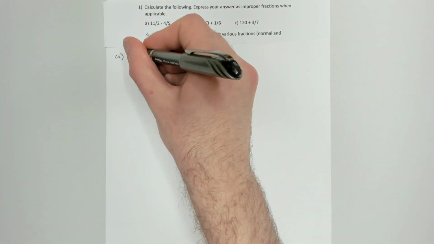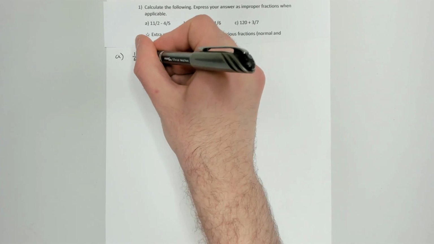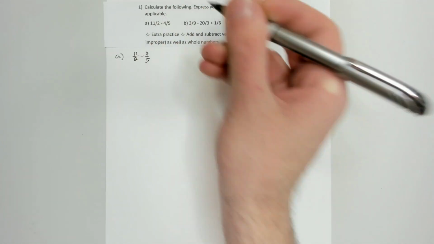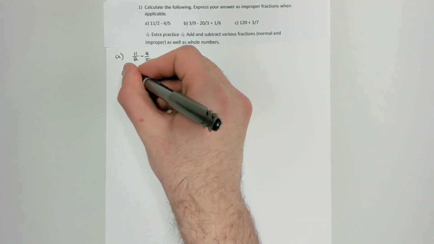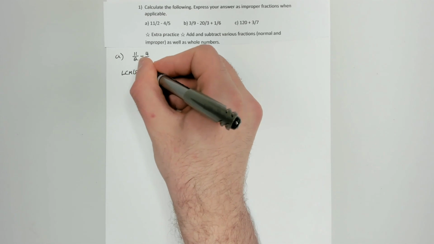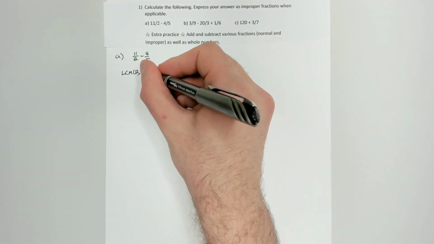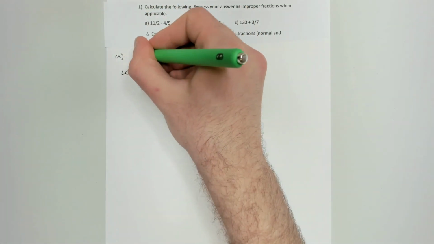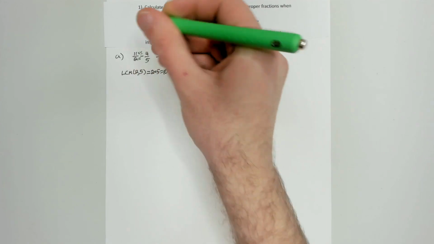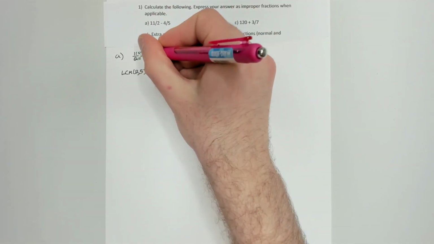So let's look at A, which is 11 halves minus 4 fifths. So we need to create a common denominator. So to do that, we need to figure out, okay, what's the lowest common multiple of 2 and 5? But 2 and 5 are both prime numbers, so that means the lowest common multiple is just going to be their product, which will be 10. So to get 10 in the first one, we need to multiply the numerator and denominator both by 5, and to get 10 in the second one, we need to multiply the numerator and denominator both by 2.